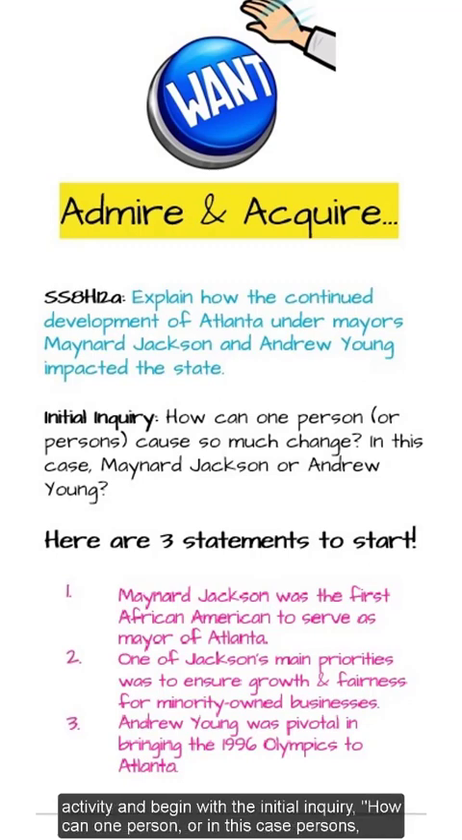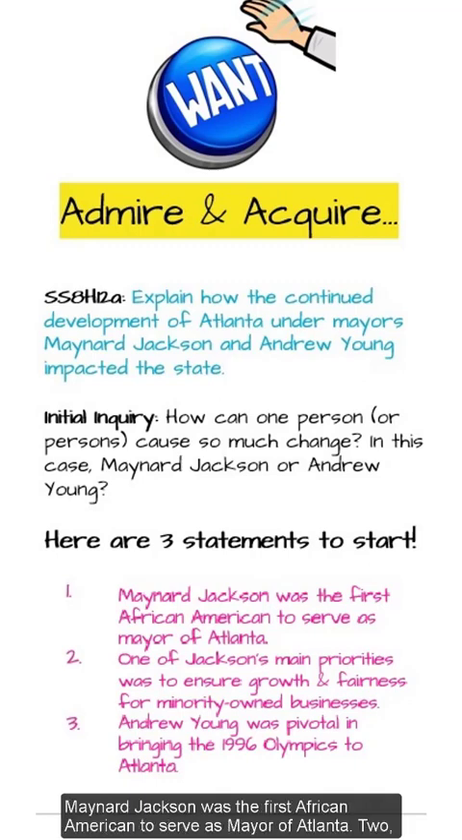You could do this type of activity and begin with the initial inquiry: How can one person, or in this case persons, cause so much change? Specifically, in this case, we're talking about how Maynard Jackson could cause so much change, or Andrew Young. So here are 3 statements to add to your chart paper to get your students started.